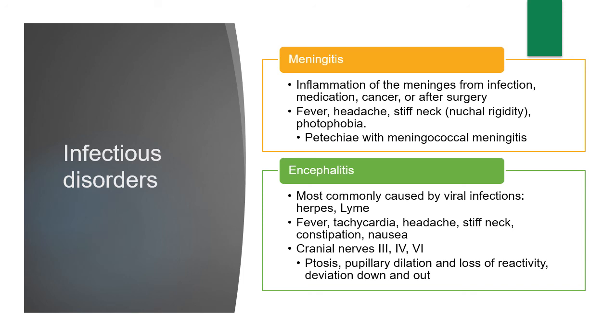Again, Koenig's and Brudzinski's may be present because of irritation to the meninges. Cranial nerves 3, 4, and 6 may also be impaired, and those are the ones that we're checking when we check extraocular movements. So the person may have pupillary dilation and then deviation of the eye itself, usually down and out if there's like one side of the brain that is infected or impacted.